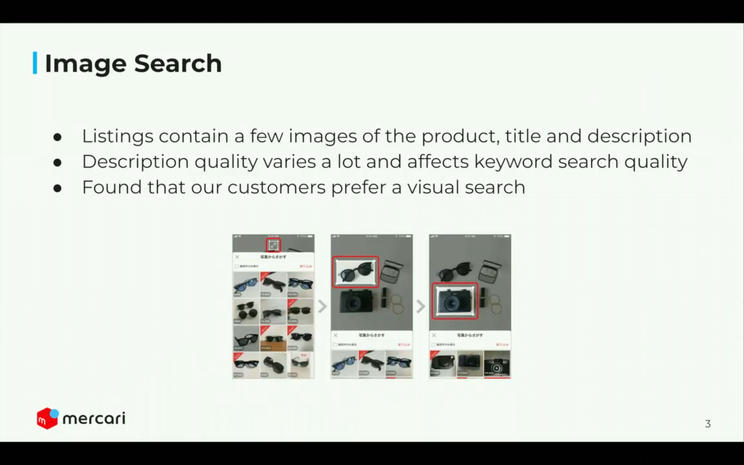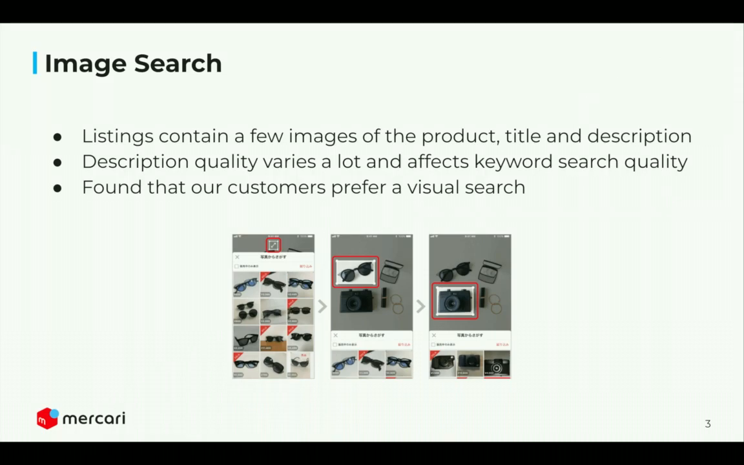Now, these listings on Mercari typically consist of a few images of the item, along with a title and a short description. Since these listings are made by individuals and not professional sellers, the title and description quality varies a lot, and this adversely affects traditional keyword-based search, leading to poor experience for both buyers and sellers.